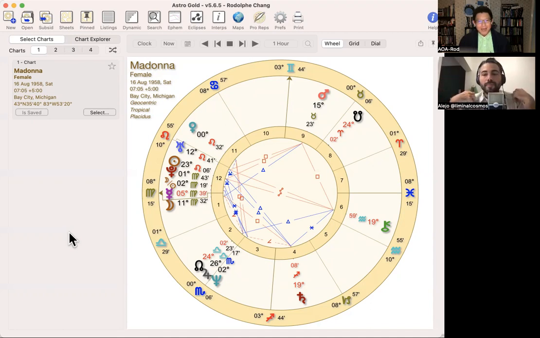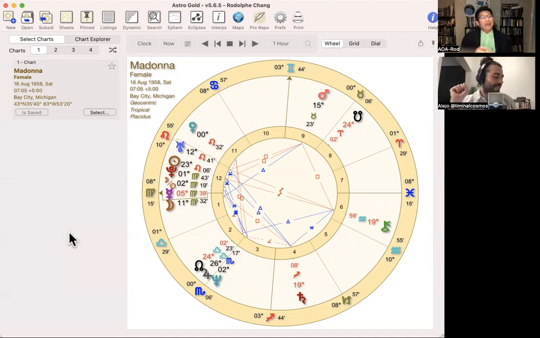I have to say, this is the best explanation of sextile in my astrological journey so far. Thank you, Alejo. Thank you so much. It means a lot to me.